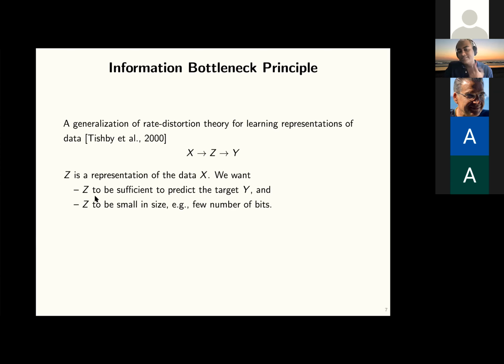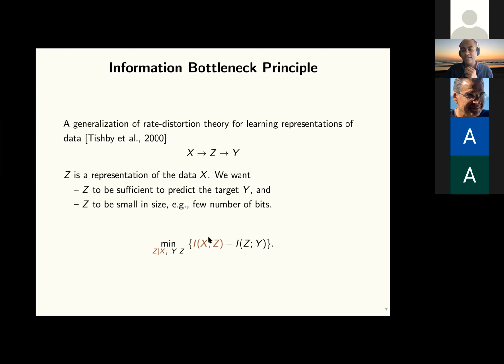I would like Z to also be small. So let's say it doesn't take a lot of memory to store it on my hard disk. It throws away a lot of information about my data X that is not relevant, the nuisance that we saw in a couple of talks ago. In general, a few bits are required to store Z.